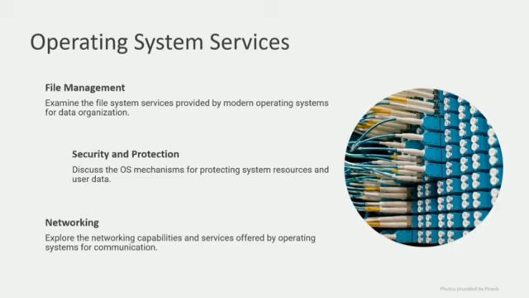Operating system services are file management, security and protection, and networking. Examining the file system, input gets into the system, goes into the programming, and comes out as output for us. Networking explores the networking capabilities and services offered by operating systems for communications. File management, security and protection are all managed by the OS, nothing but the operating system.